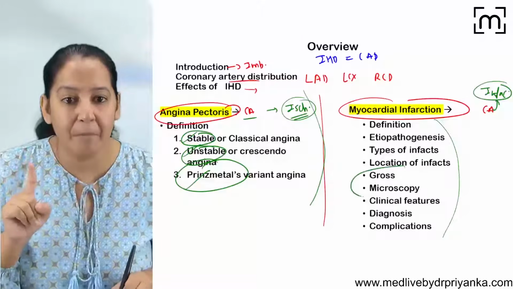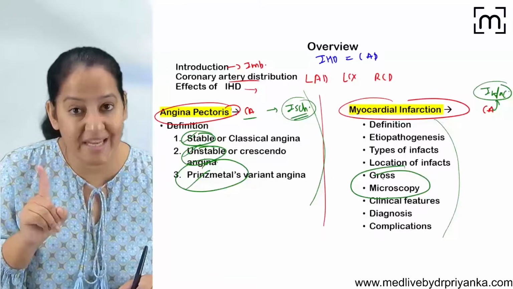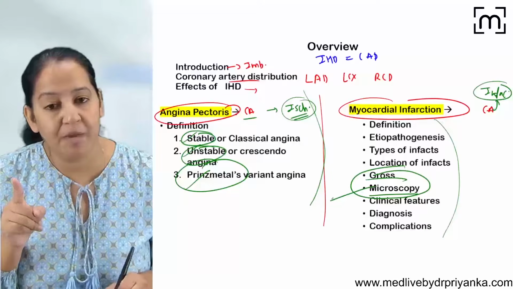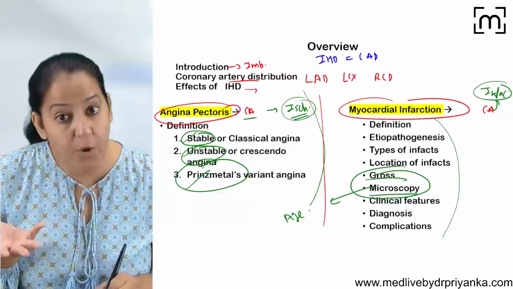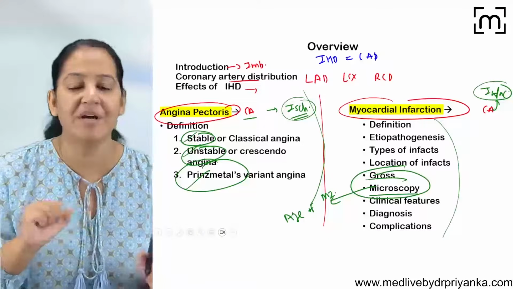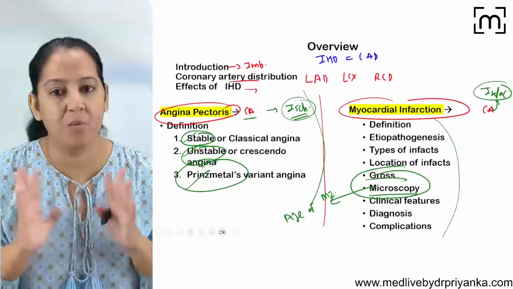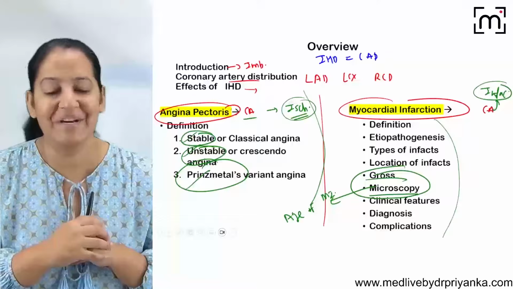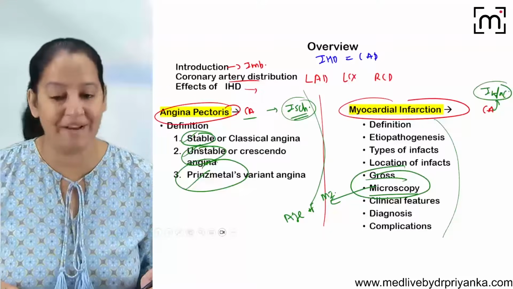And most importantly, the morphology of MI, which we see in autopsy in a postmortem patient, the gross and the microscopy. In the microscopy, I told you how to know the age of MI, the 10 time zones I have told you. So this is how you have to frame your answer. The most important among them is the morphology of MI. Very frequently you get a question on that. So I hope you got the topic completely.